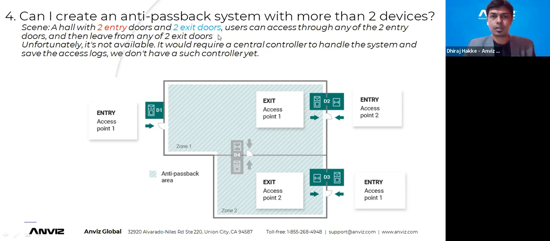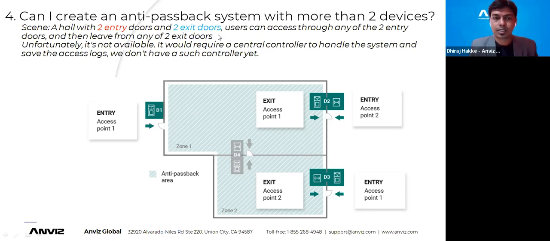We are working on the global anti-passback feature. As of now, we have local anti-passback. You can configure two devices on a single door, and that single door can be used with the anti-passback feature. Let's say if I take an entry from door one, I need to exit from door one, and only then will I again get an entry from door one. This is a local anti-passback.